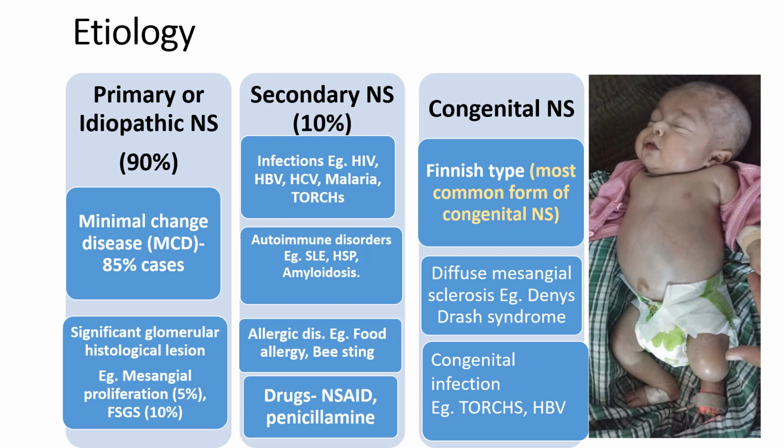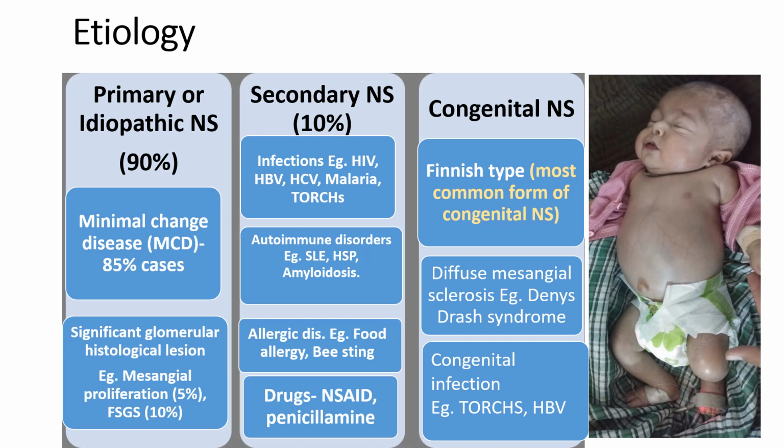Now the etiology of nephrotic syndrome. It is either primary or idiopathic nephrotic syndrome, which is the most common, or it can be secondary nephrotic syndrome, or it can be congenital nephrotic syndrome. So mainly it is primary nephrotic syndrome, which is present in the 90% cases, and in this minimal change disease is the most common variety, which is present in 85% cases.